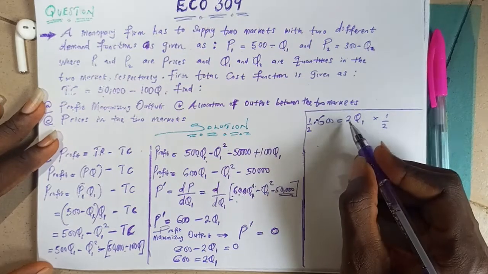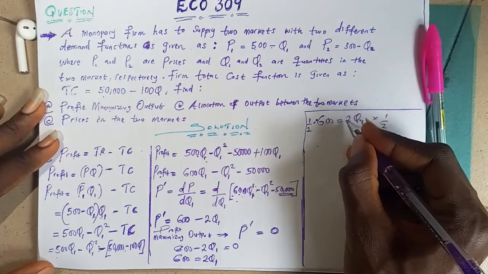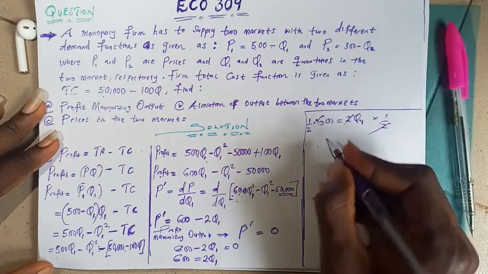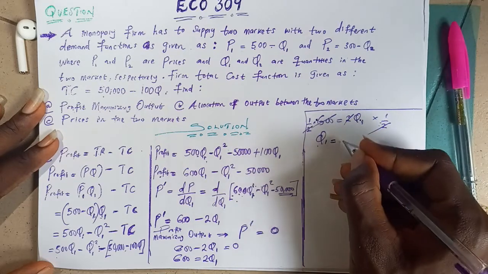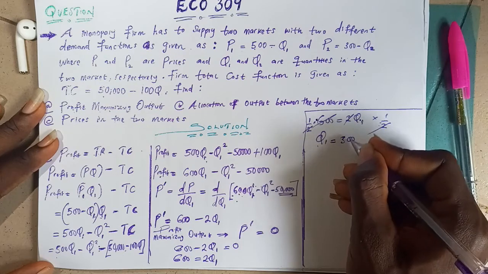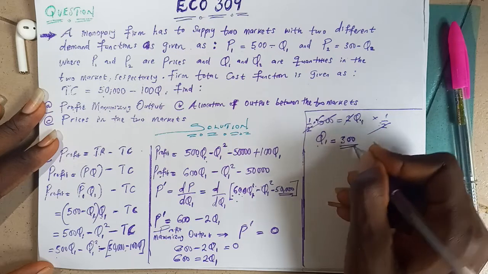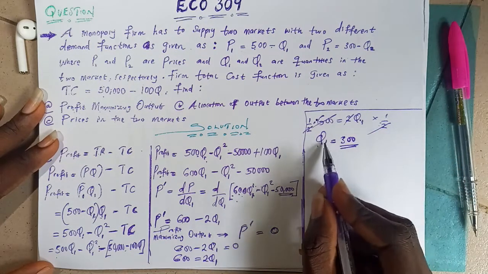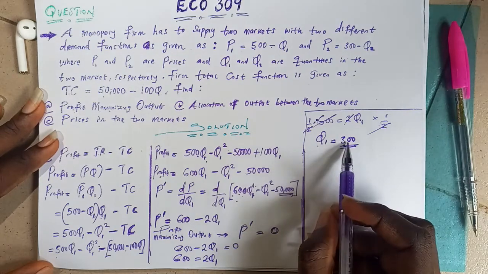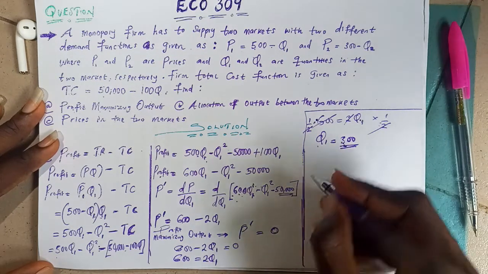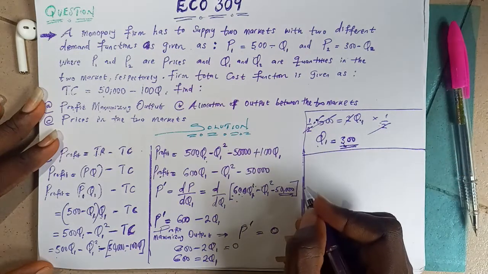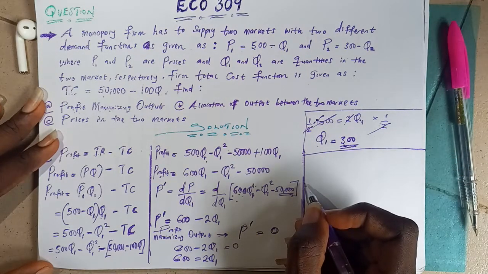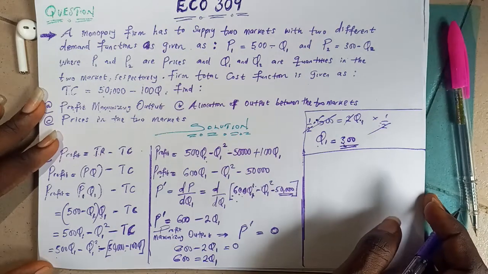That is, multiply both sides by the coefficient of q1, and that is 1 over 2. This cancels this, 2 cancels 600, and hence q1 equals 300. So we have the first quantity for the monopoly frame as 300. And then similarly, we need to calculate the second quantity for the monopoly frame.